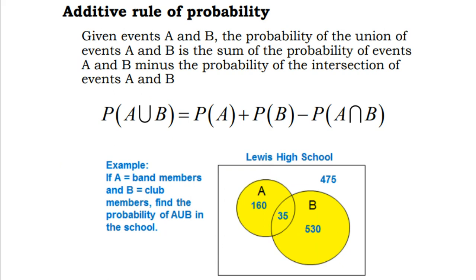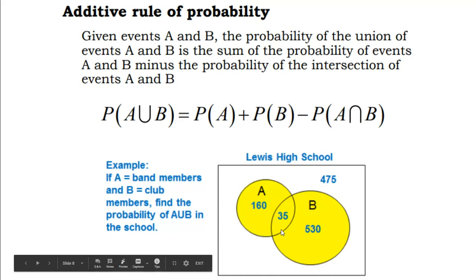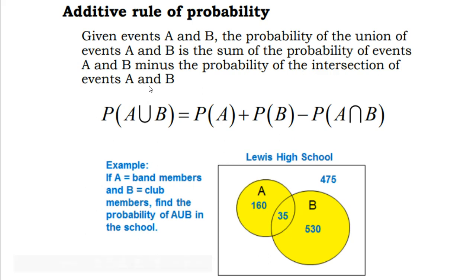Okay. So I have the additive rule of probability. We're going to go through that. Given the events A and B, the probability of the union of sets A and B is the sum of the probability of events A and B minus the probability of the events in the intersection. Now, I know that this sounds a little funny because we're minusing the probability of the intersection.